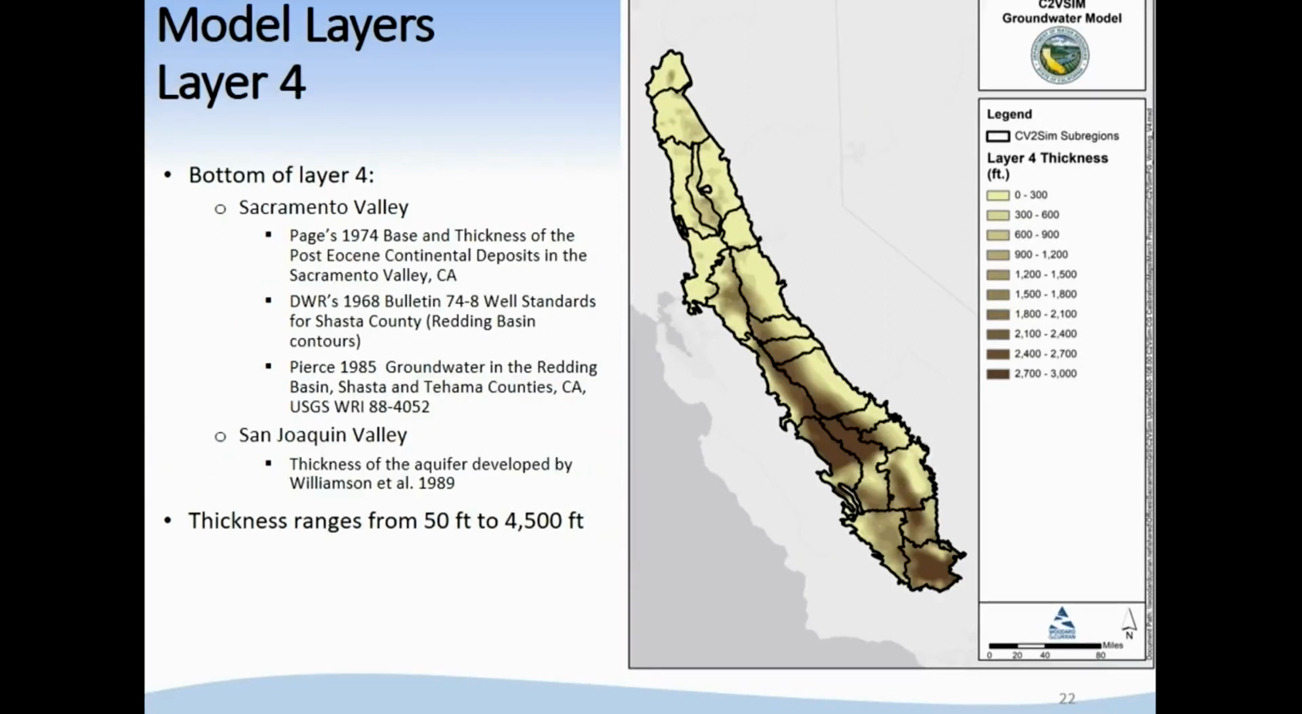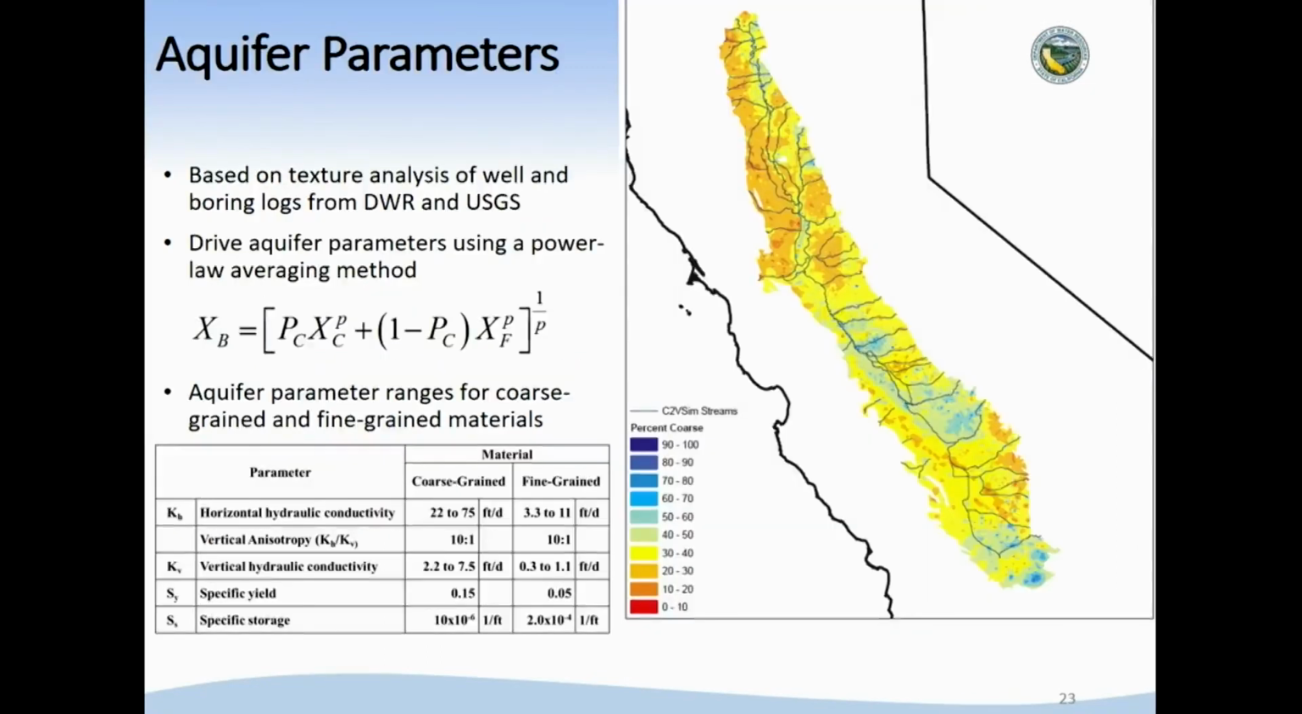Layer 4, which represents the bottom of continental deposits, is based on Page 1974, DWR's 1968 Bulletin 74.8, and Pierce 1985 in the Sacramento Valley, and also Williamson 1989 in the San Joaquin Valley. The thicknesses range from 50 feet to 4,500 feet. As you can see, as we go south of the San Joaquin Valley and all the way to the Tulare Basin, it goes very deep, up to 4,500 feet thick.